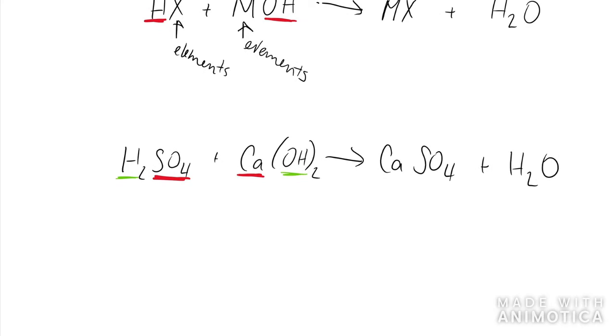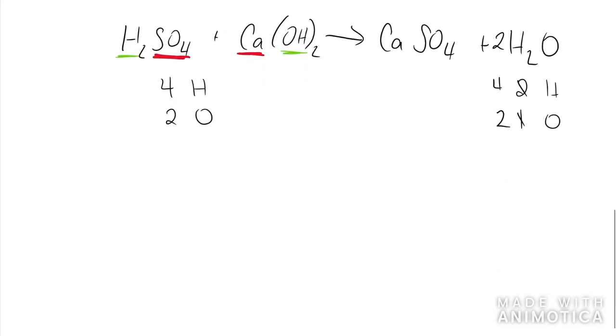Now don't forget to balance. We have 1 sulfate, 1 sulfate. We have 1 calcium, 1 calcium. So those are even. But if you look over here, we have 2 hydrogen plus 2 hydrogen, so 4 hydrogen, and we have 2 oxygen. Here we just have 2 hydrogen and 1 oxygen. So we have to times this one by 2. And that will give us our answer.